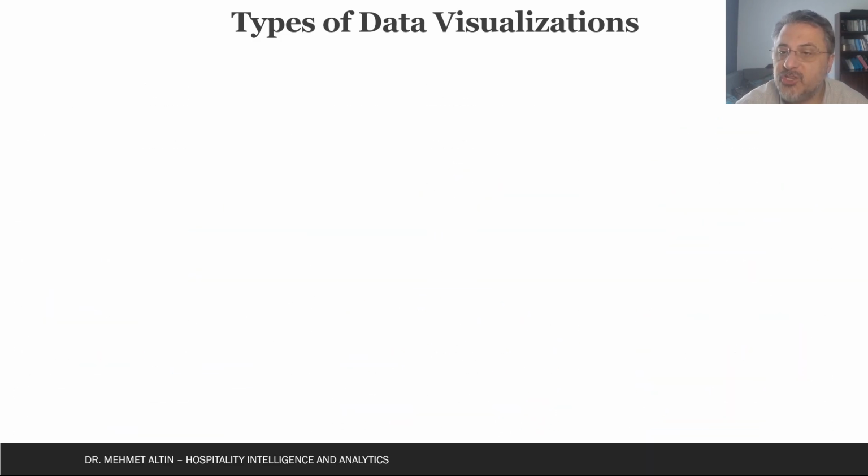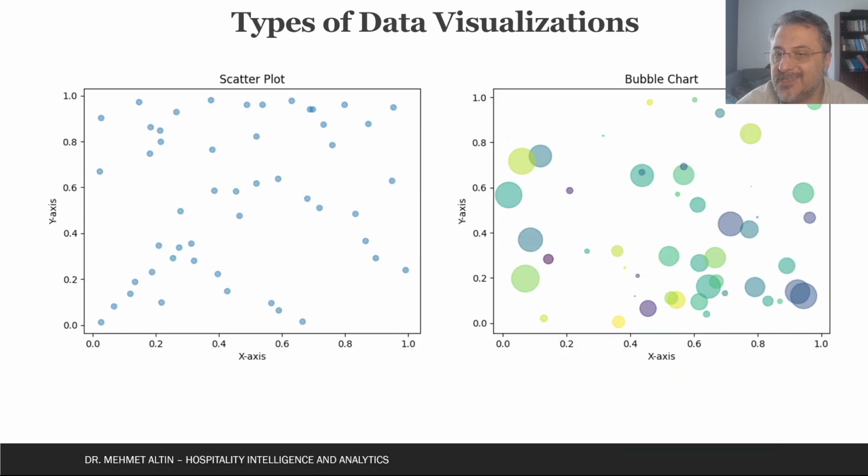There's also relationship and comparison visualization, such as scatter plots or bubble charts, which are great for showing a relationship. A scatter plot might reveal how room rates influence guest satisfaction. I mean, in this plot, of course, it's not, but just to give you an idea. Similarly, bubble charts can show you location and also the size of the things you are looking at.